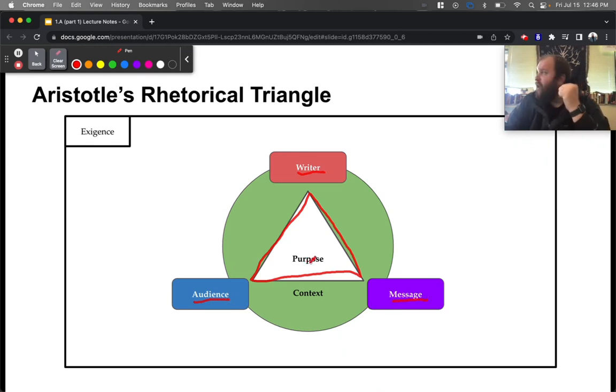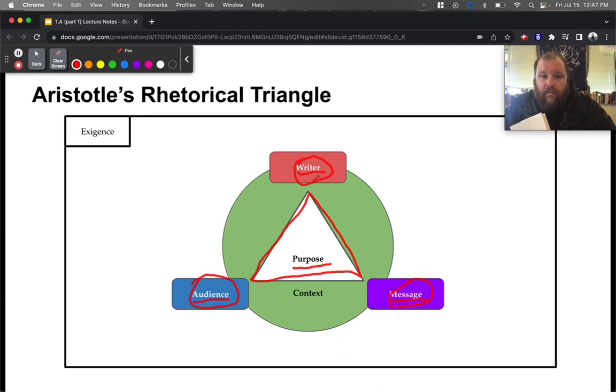The purpose, think of, let me take, I should have had an example ready, I'm sorry. But let's take, blank. This is a good AP Lang. Okay, Malcolm Gladwell. All right, he writes Blink. So he is the writer. We can talk about who his audience is exactly and what his message is. Right, and those three things are going to shape the purpose.